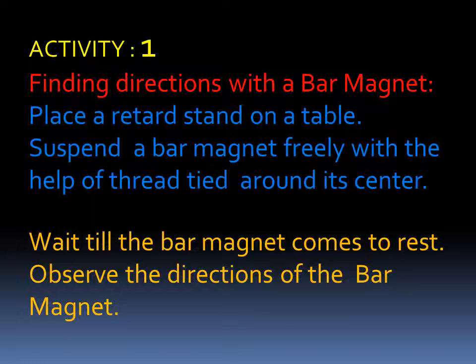For this we need a retort stand, table and a magnet, and also a thread. Place a retort stand on a table. Suspend a bar magnet freely with the help of thread tied around its center. Does the magnet remain stationary? No. It will be moving. So wait till the bar magnet comes to rest. Observe the directions of the bar magnet.